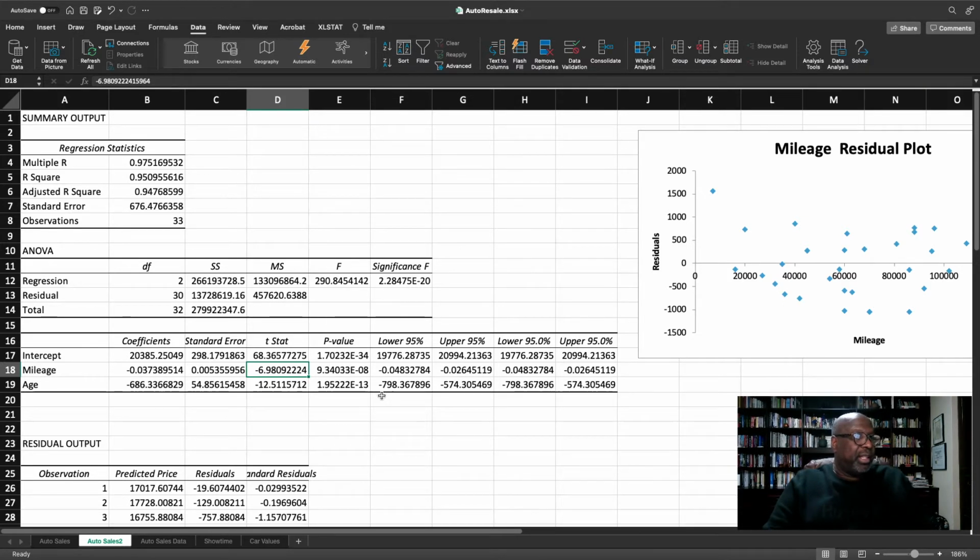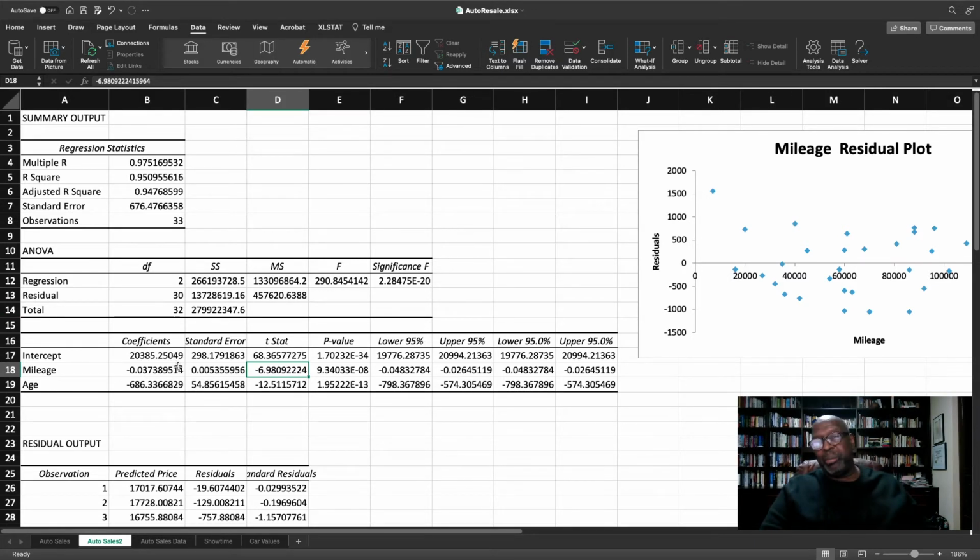All right, and the interpretation, if you wish, if our cost was in dollars, then for every additional mile the car has on its odometer, the price will drop by 3.7 cents, or $0.037. And then for every additional year that the car ages, its price will drop by $686.34. So that's how we would interpret those values right there.